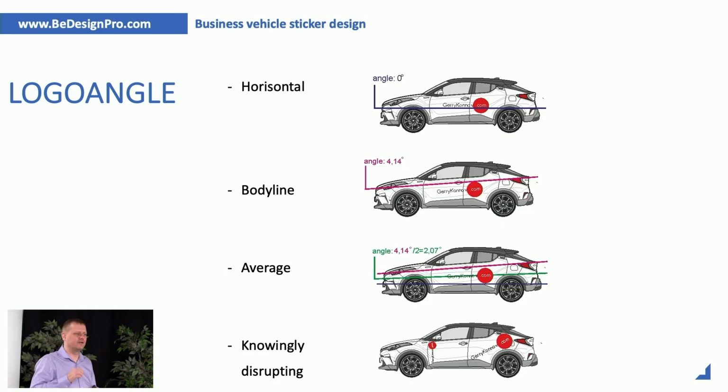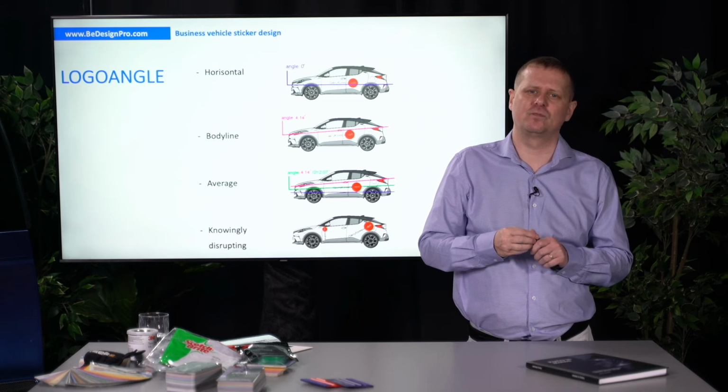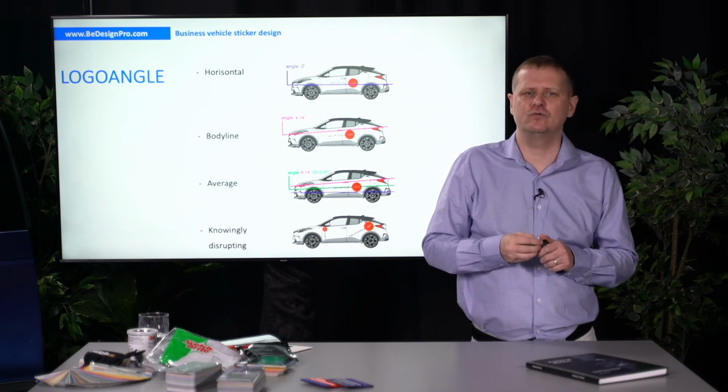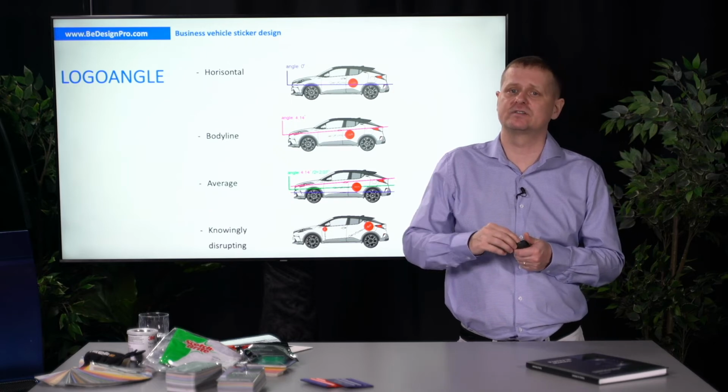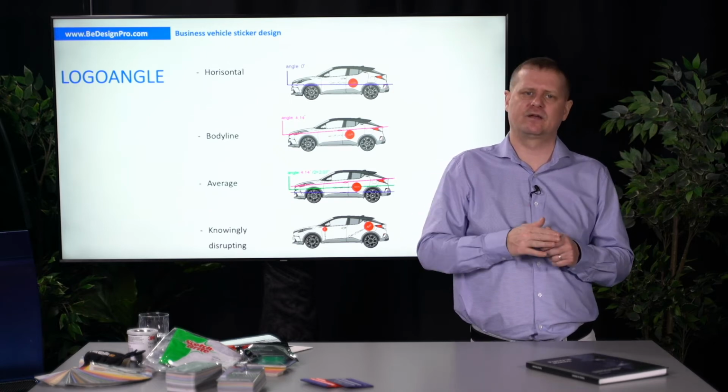The fourth is a tricky one. I call it knowingly disrupting. This means that you will put the logo on the car specially wrong. It is so wrong that everybody will understand that it was put there purposely different. The same principle applies to text applications also, and whatever angle you are going to use for one detail, you have to keep all other details, text, symbols, icons and so on at the same angle.